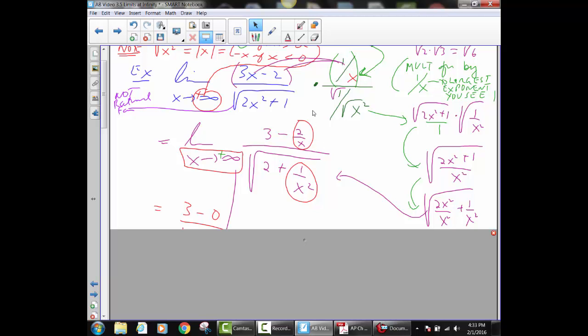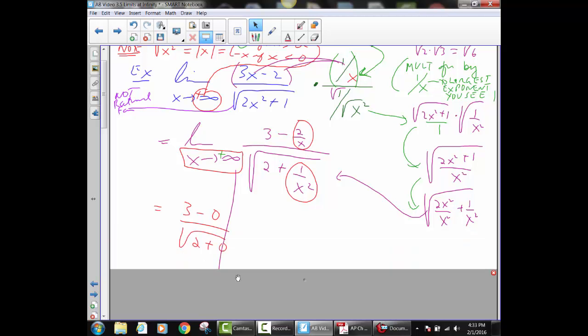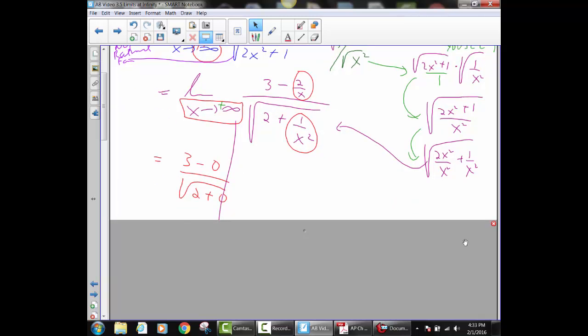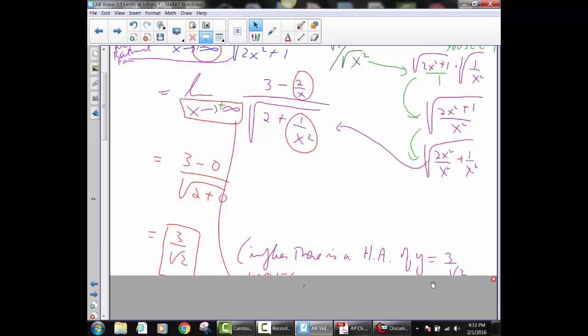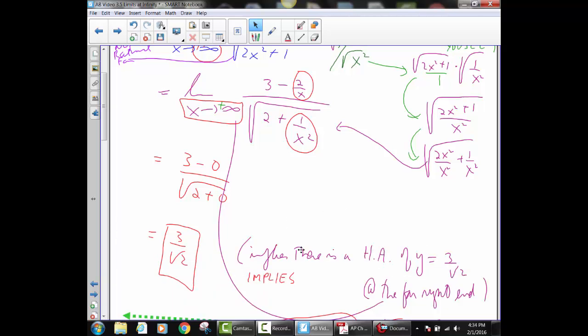Now remember, as x goes to infinity, these two fractions, because they're a constant over x to a positive power, are going to go to 0. I'm left with 3 over the square root of 2. Therefore, if they were to ask, that implies there's a horizontal asymptote of y equals 3 over root 2 at the far right end.